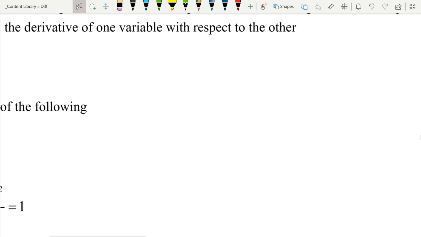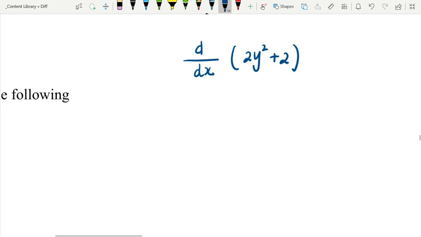It's the same thing as the chain rule. So if I give you something like d/dx of 2y squared plus 2, what does that mean? If y is a variable, x is a variable as well. Do not treat y as a constant. So I want to differentiate the function 2y squared plus 2 with respect to x. But y is a variable, so you can't treat y as a constant in this case.